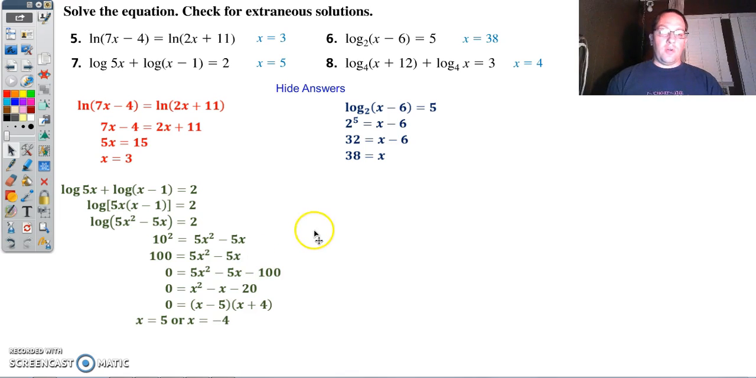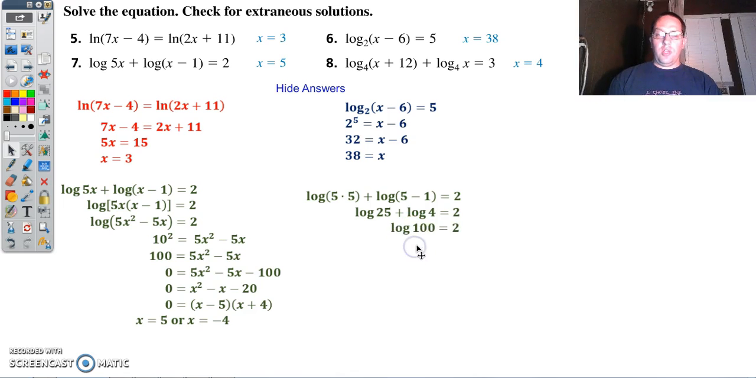So we've got to plug these in and work them out. So plugging in the positive 5 for x right here, 5 times 5, 5 minus 1. Well, 5 times 5 is 25, 5 minus 1 is 4. Now I want to condense these logarithms into a single logarithm. So we're going to multiply the arguments. So 25 times 4 is 100. And write this as an exponent, this would be log base 10. So base 10 raised to the 2, so 10 squared equals 100, and yes it does. So 5 is a good answer.